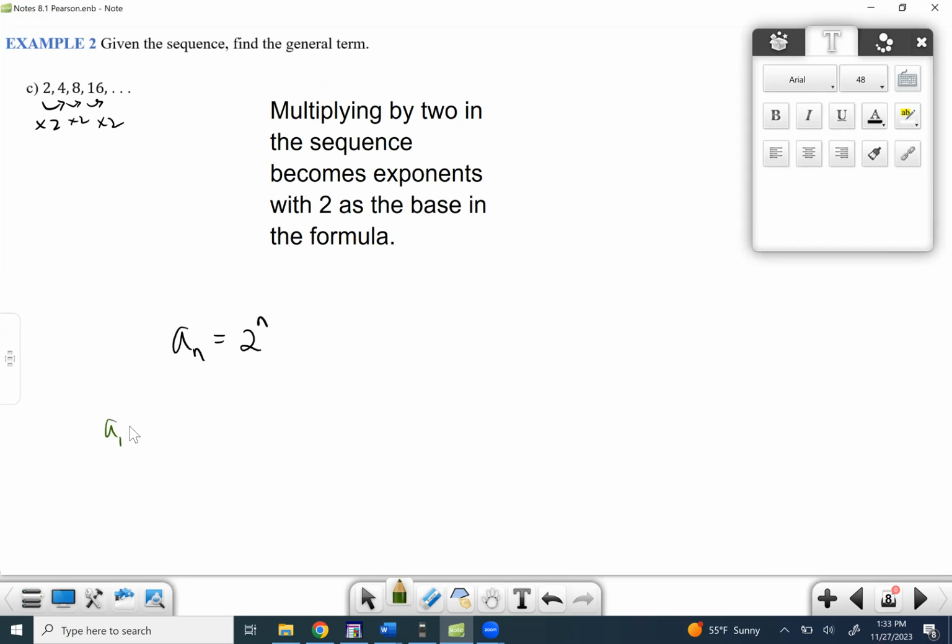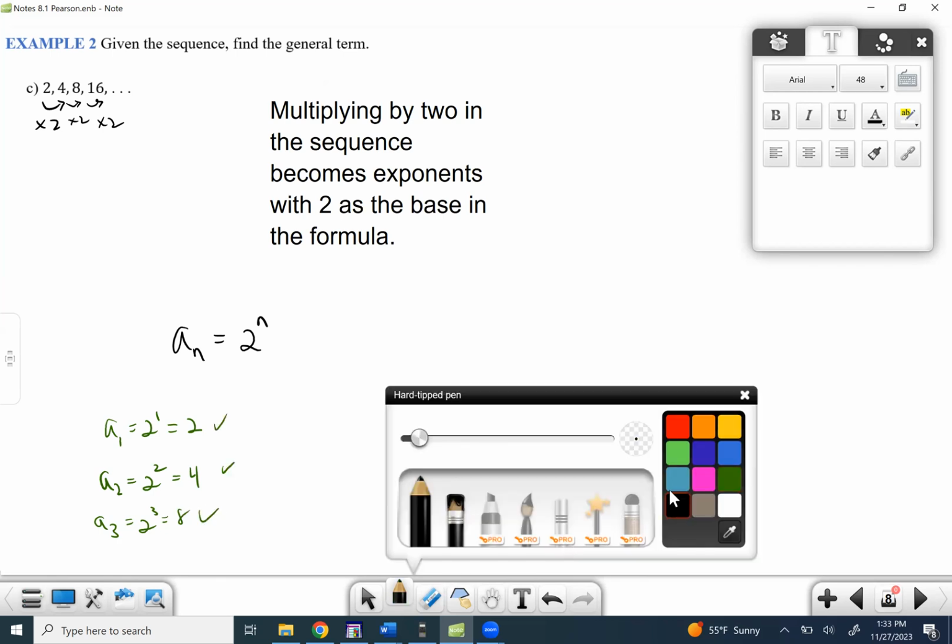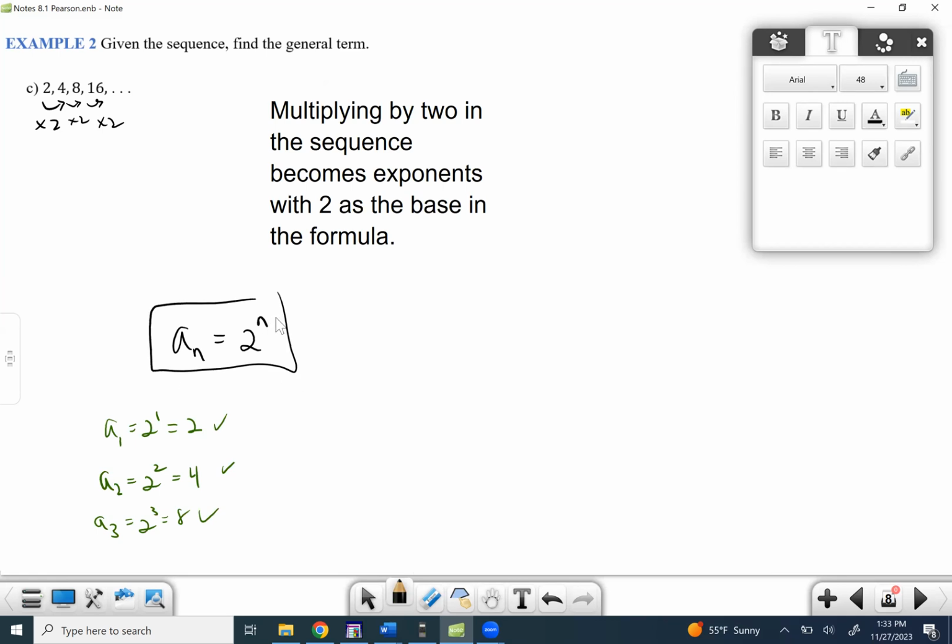For the first term, I get 2. For the second term, I get 4. For the third term, I get 8. This is checking out, guys. This is looking good. So I don't need to add any stuff after the n, like maybe an n plus 1 or an n minus 1 or whatever. Okay. All right.